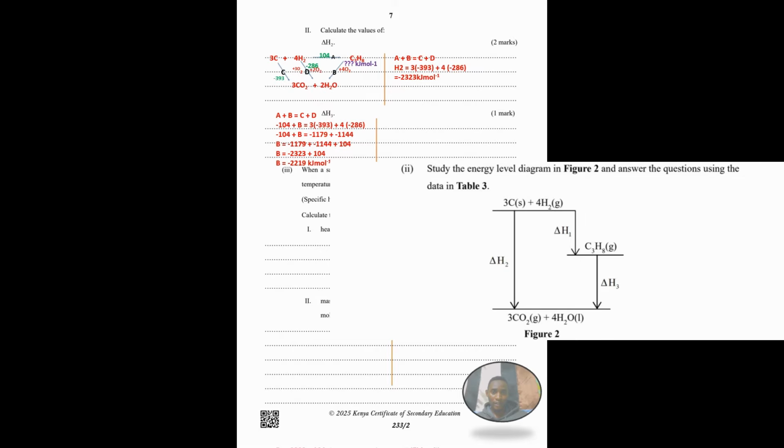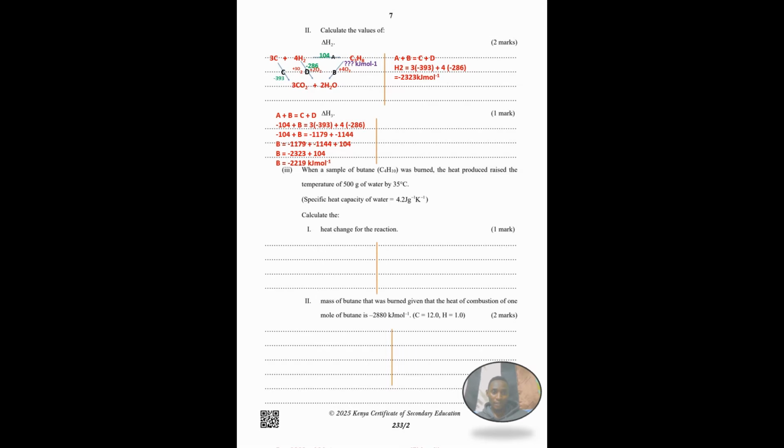So A is negative 104 plus B, which I don't have, is equal to 3 for combustion carbon and 4 for combustion nitrogen. So in this case, when I work it out, I'll be able to get B as negative 2219 kilojoules per mole. So my H3 is negative 2219 kilojoules per mole. Moving to the next question.